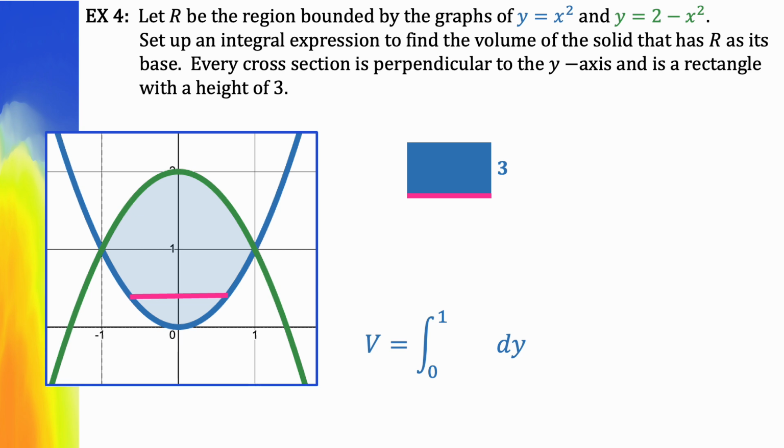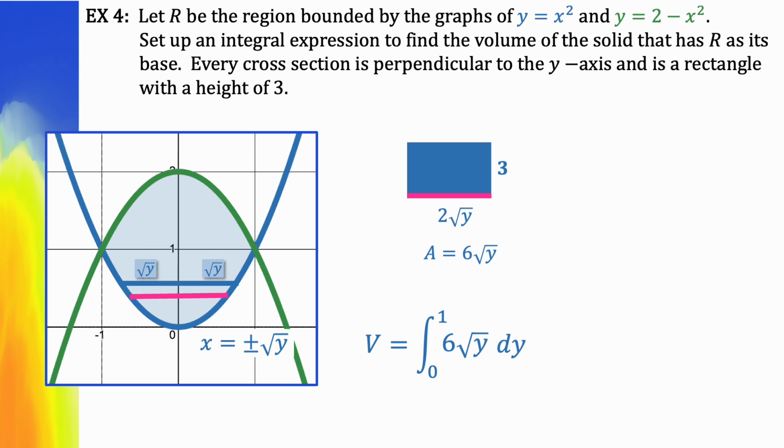If we solve for x, since it's perpendicular to the y-axis, we get x equals plus or minus the square root of y. So there's a positive length of that and the negative length of that. So the base of my rectangle is 2 root y, which means the area of that rectangle is 6 root y. So there's the volume for the bottom half of that.